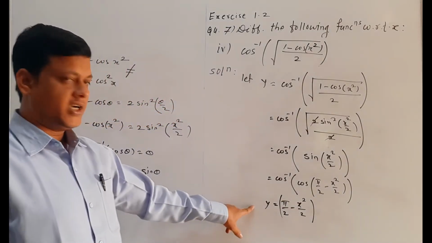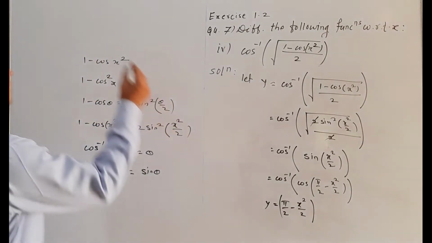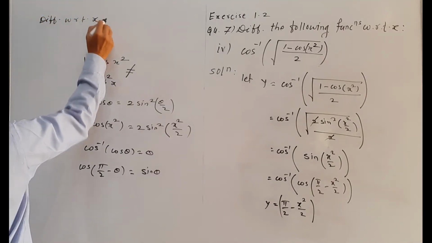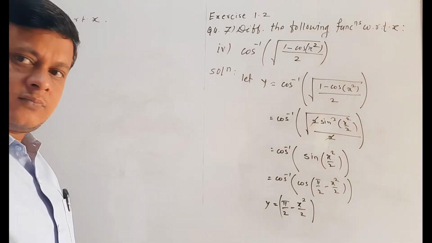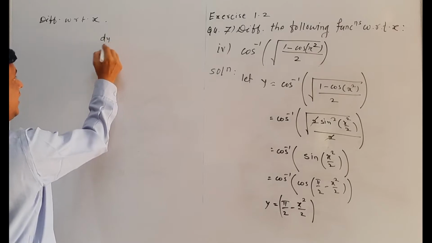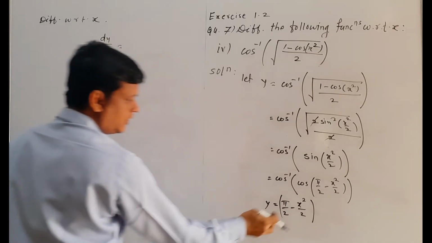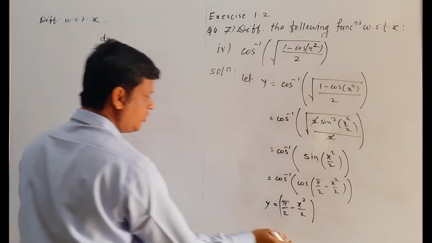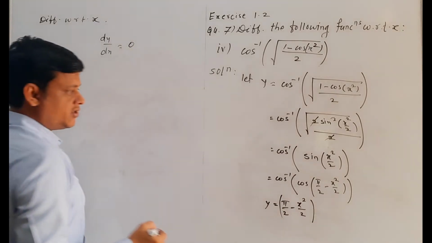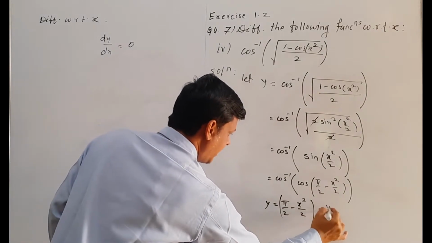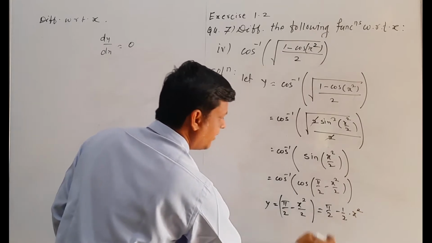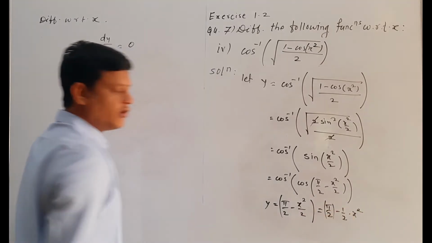So we differentiate this function with respect to x. So here differentiate with respect to x. Now here the derivative of y is dy by dx, the derivative of the first term minus the derivative of the second term. So pi by 2 is a single constant, so its derivative is 0. So first we write this as pi by 2 minus 1 by 2 into x square. That means the derivative of the first term minus the derivative of the second term.